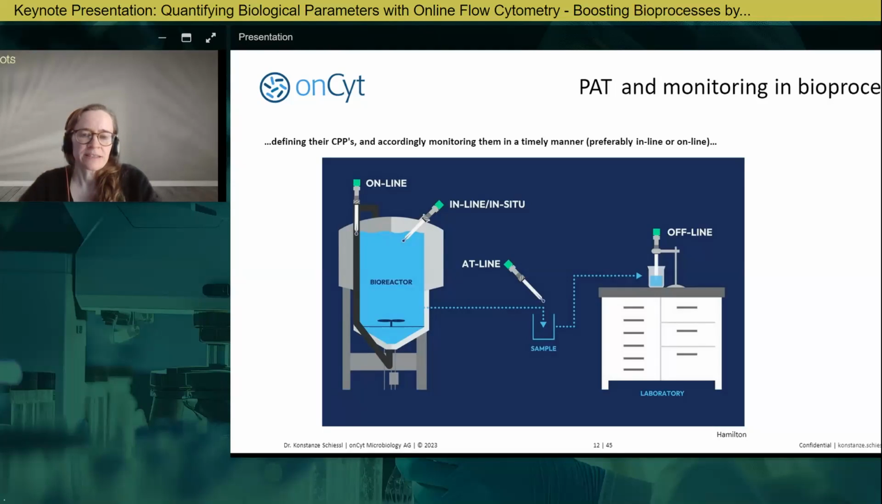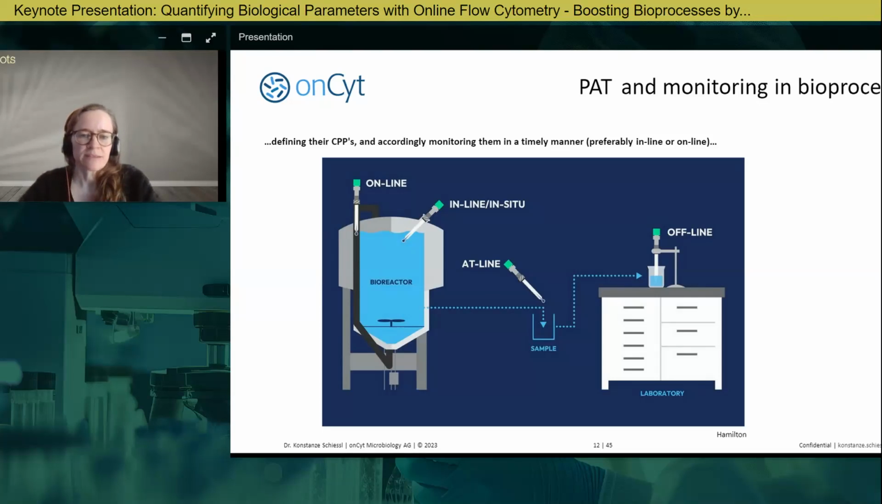And then there's the online thing that you see on the top left. I'm sorry, I can't point, but I hope you can follow me. So here you take a sample out of the reactor, you bring it to the measurement device, and then it's typically, not always, but typically, circulated back to the reactor. So here you're really close in the process, and often this is also automated, so it doesn't require anyone going there and taking a sample.